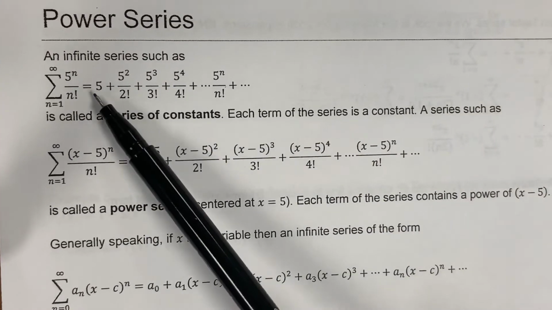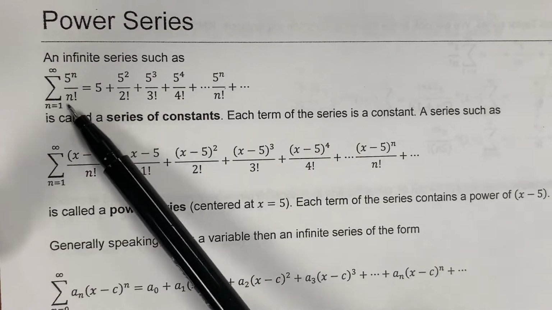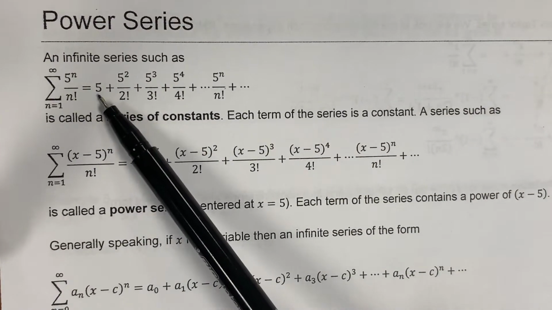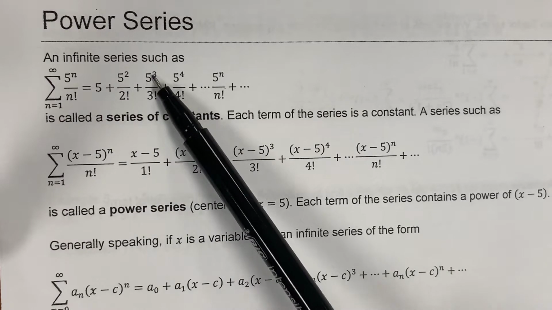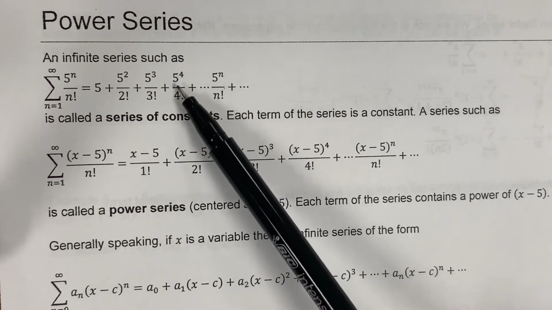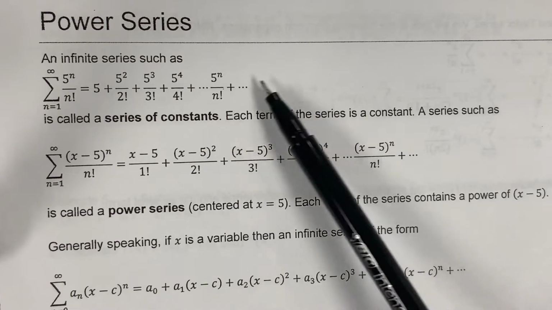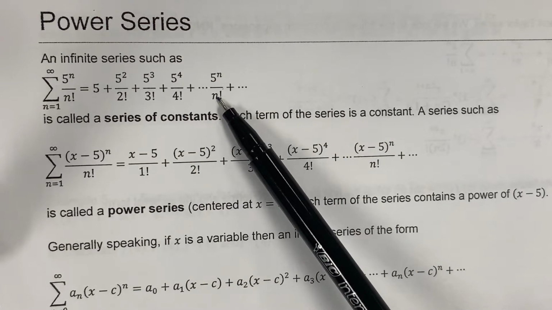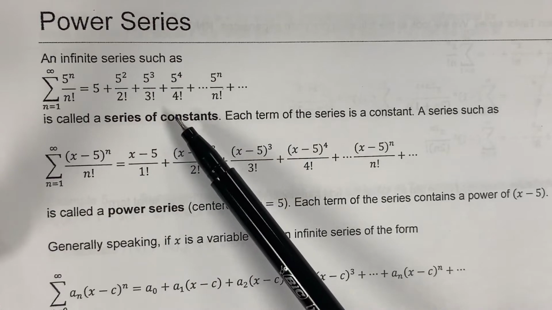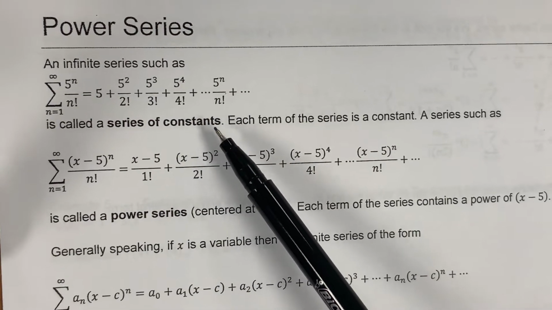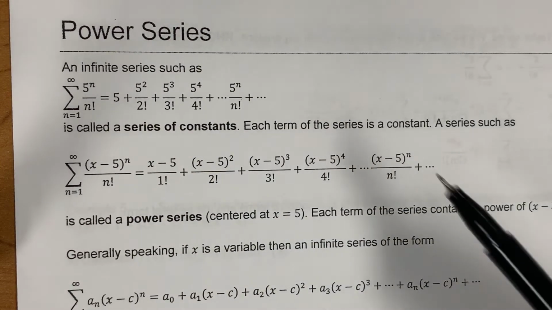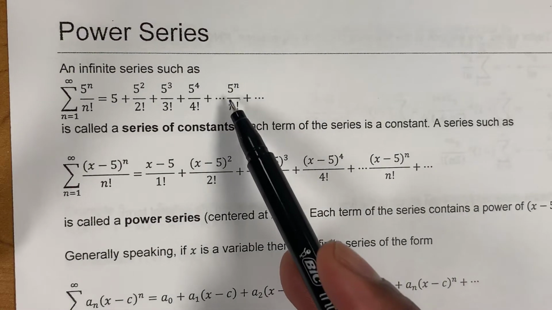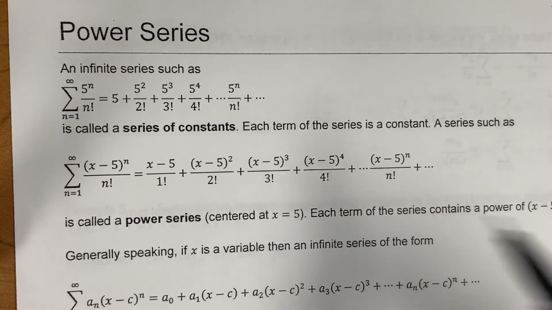If we take this series of constants, we have 5 to the n divided by n factorial. So we'll get like 5, 25 over 2, 125 over 6, 625 divided by 24, and so forth. And we end up with 5 to the n over n factorial. This is what we call a series of constants because each one of these terms is a constant, and also each one is a power of 5 multiplied by some other number.